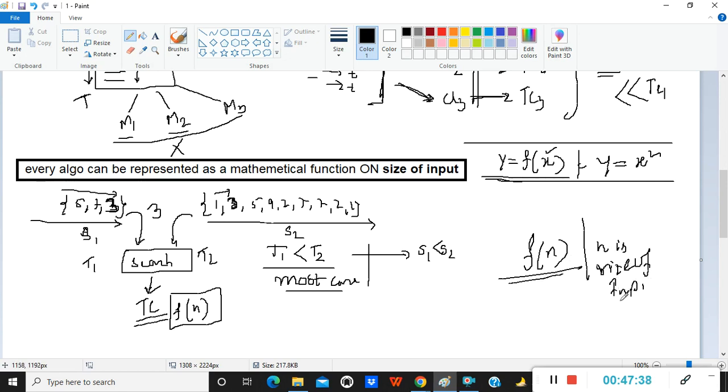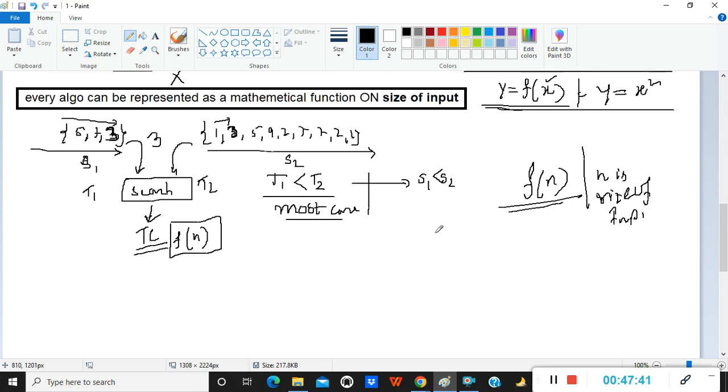Up to this, okay? Yes. Now we have something.